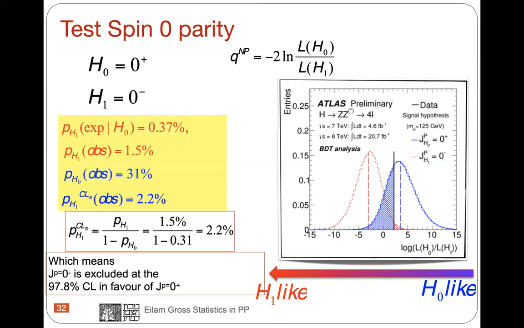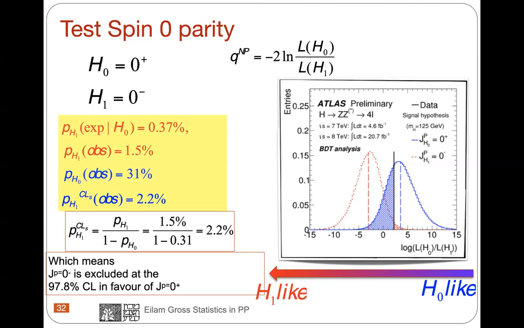It's pH0 alt, it's 31%. And the power is 1 minus 31%, so it's 69%. So if you look at the bottom left, the modified p-value, which you call CLS, will be the p-value, 1.5%, divided by 1 minus 31%. So instead of 1.5%, it's 2.2%.